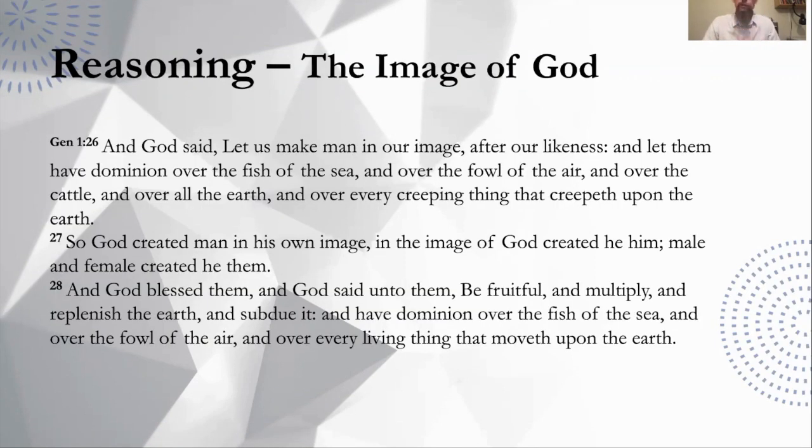And let's start with the beginning, Genesis, the book of beginnings. And let's read from Genesis 1:26. And God said, let us make man in our image after our likeness, and let them have dominion over the fish of the sea, and over the fowl of the air, and over the cattle, and over all the earth, and over every creeping thing that creepeth upon the earth. So God created man in his own image. In the image of God created he him. Male and female created he them.